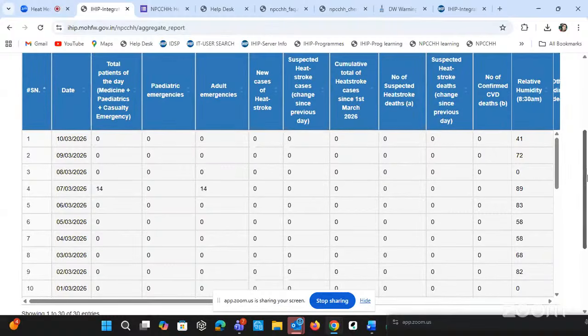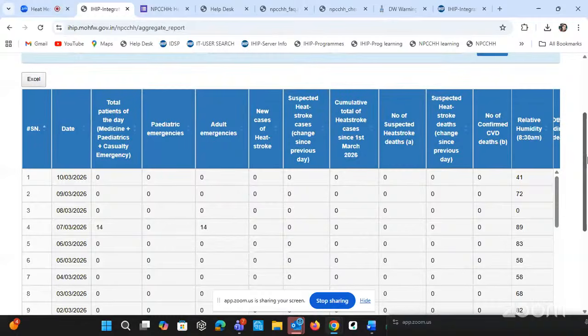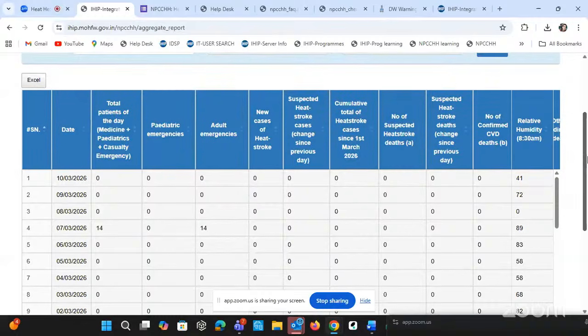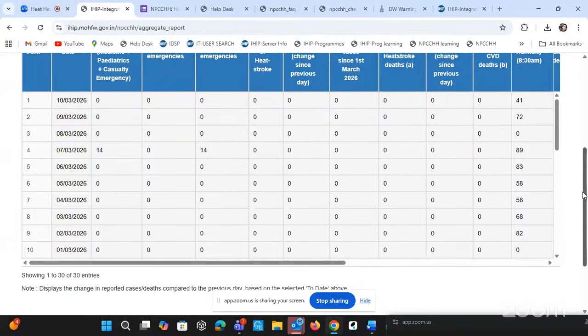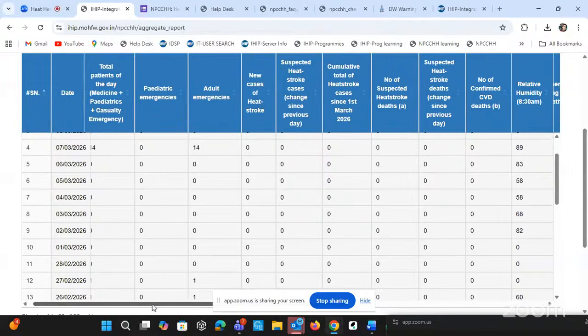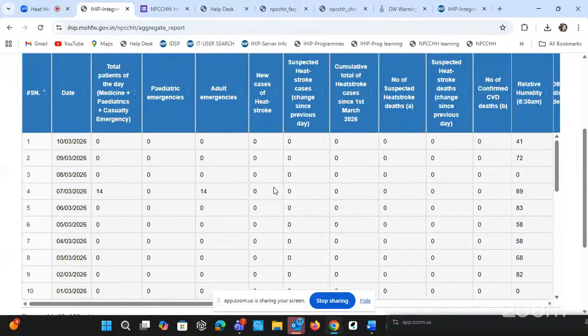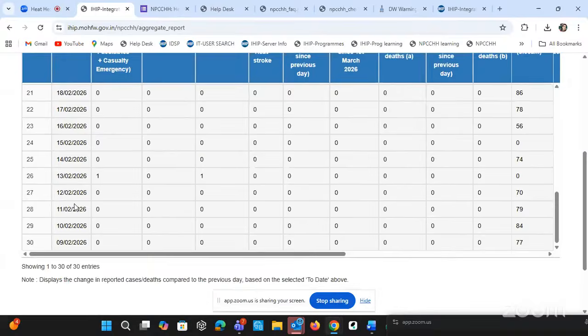So this is aggregate reports, whatever data is entered under all the facilities. This will provide the aggregate numbers of total number of patients in the day, and medicine, pediatrics, health emergencies, cases of stroke, like this, on a daily basis.